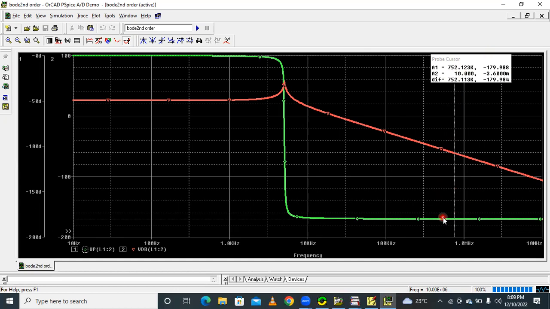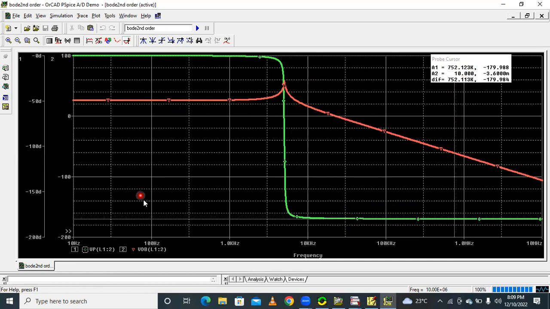This is called the phase crossover frequency, and the corresponding 0 dB line crossing is called the gain crossover frequency. Here the phase crossover frequency is greater than the gain crossover frequency. That's why this system is stable.